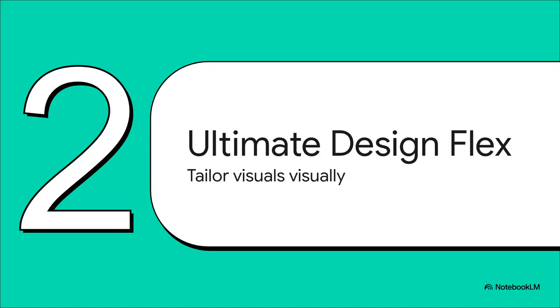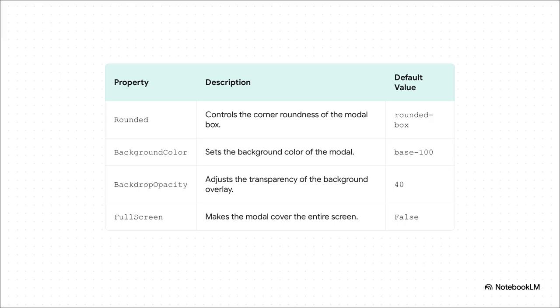Okay, so here's where the magic really starts, the design flexibility. The best part? You can tweak almost every single visual aspect directly in the designer. Yeah, you heard that right. No code needed for this stuff. And look at this. This is just a sneak peek at some of the properties you can play with. I mean, you can adjust the corner roundness, change the background color on the fly, dial in the exact transparency of the overlay. You could even make the whole thing go full screen with just a single click. It's all right there for you in the designer.